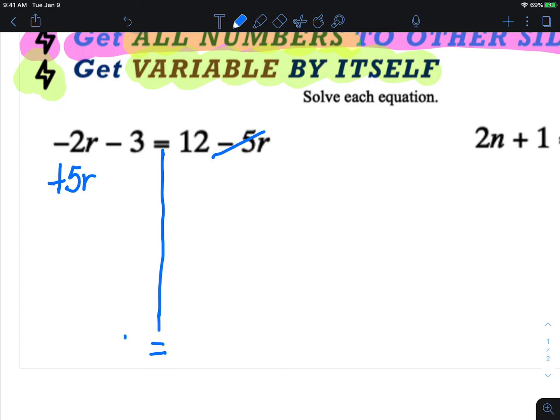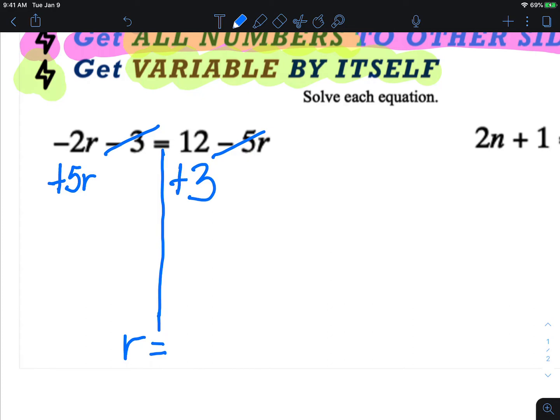So I can say R equals. I know my R's are going to be on this side of the line of separation, which means I want my numbers on the other side. 12 is already here, but minus 3 needs to come over. When I cross out minus 3 and it comes over, it becomes plus 3.